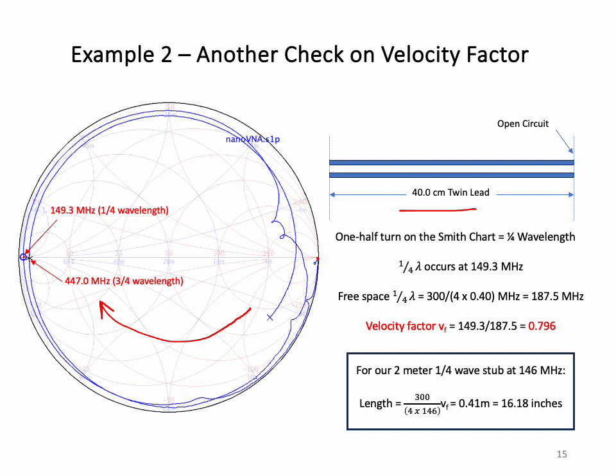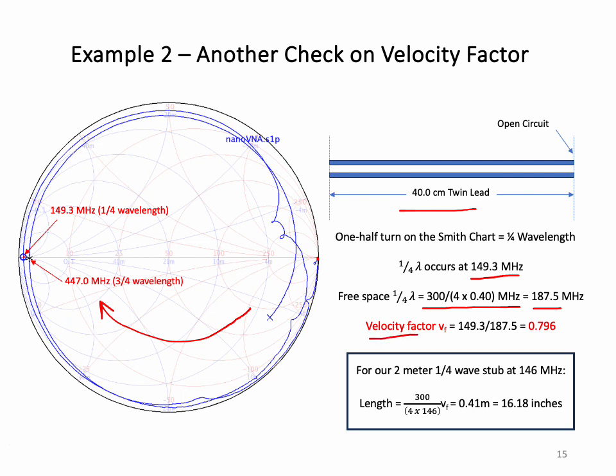The free space quarter wavelength, however, would have actually been 300 divided by 4, which is the quarter wavelength, times 0.4, which is the length of the piece of twin lead in meters, and that would have come out to be 187.5 megahertz. So the measured frequency of 149.3 is much, much lower, and this is due to the speed of propagation of the electromagnetic wave in that particular medium, which is a dielectric material.